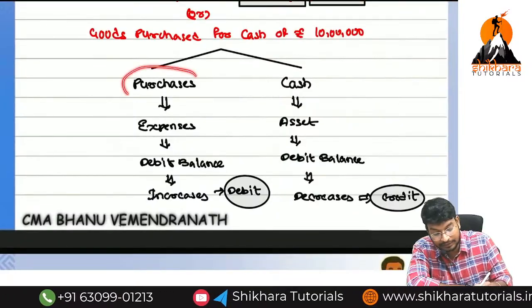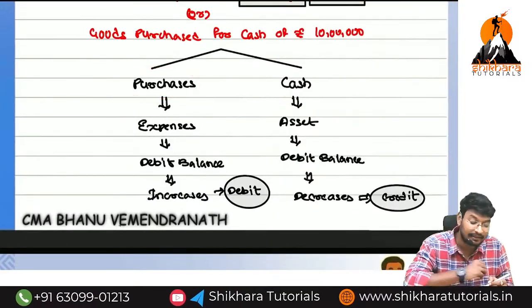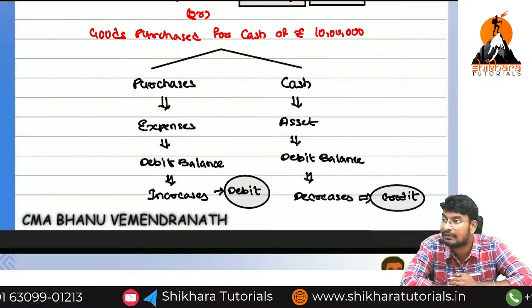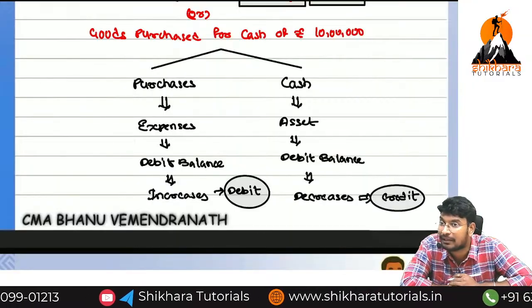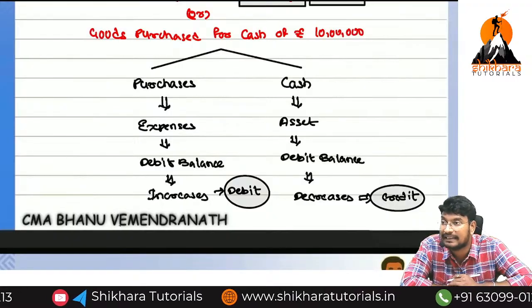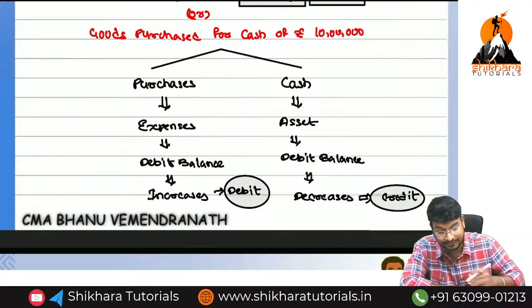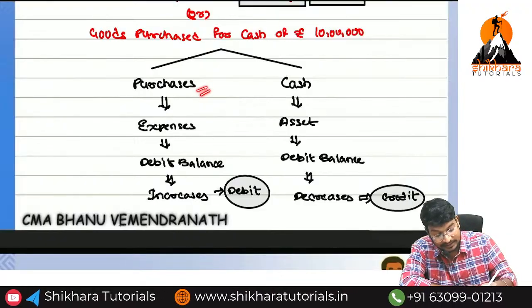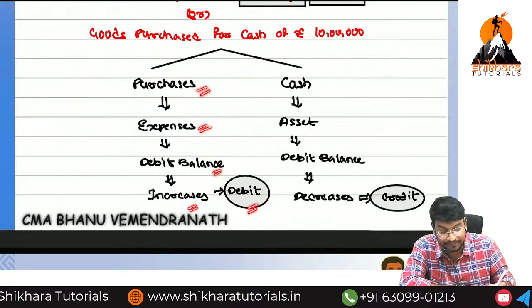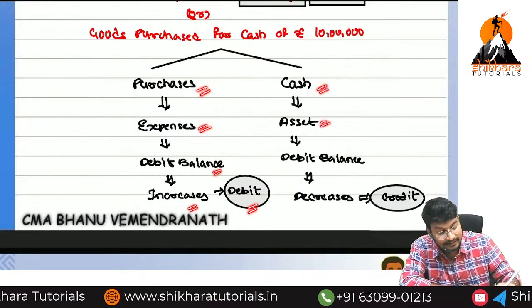What are the two outcomes that will come into the picture? Purchases and cash. Purchases is an expense. Previously we did not have any purchases; now we have purchases. That means expenses increase or decrease? Increase. So purchases, expenses, debit balance increases. What do we need to do? Debit.